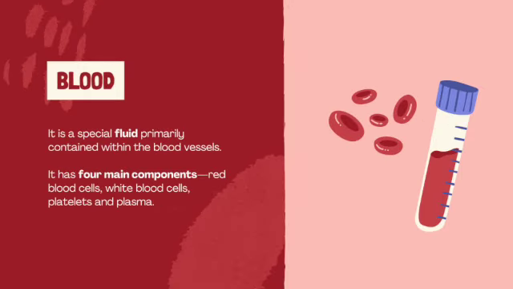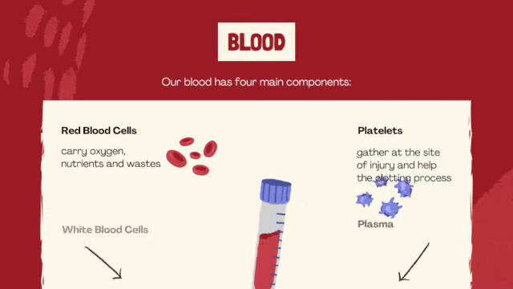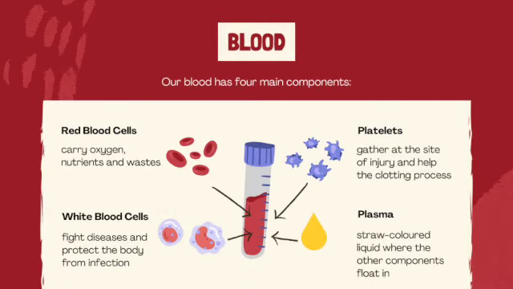The blood is a special fluid primarily contained within the blood vessels. It has 4 main components, namely red blood cells, white blood cells, platelets, and plasma. Red blood cells carry oxygen, nutrients, and wastes. White blood cells fight diseases and protect the body from infection. Plasma is the straw-colored liquid where the other components float in. Platelets gather at the site of injury and help the clotting process.